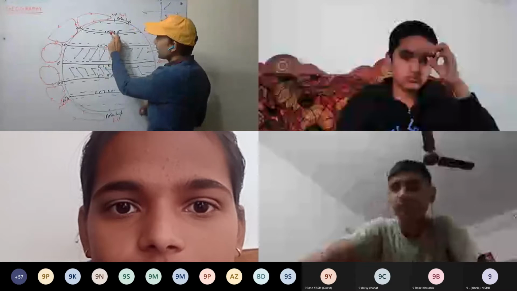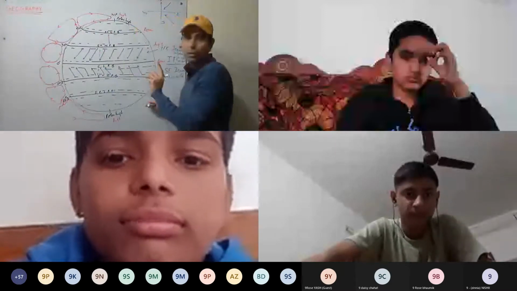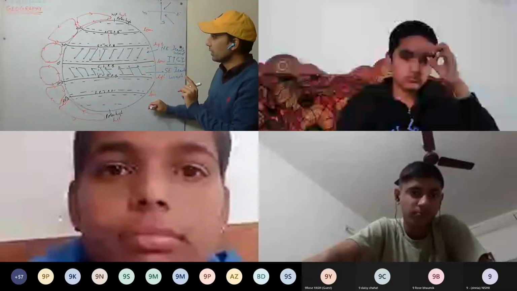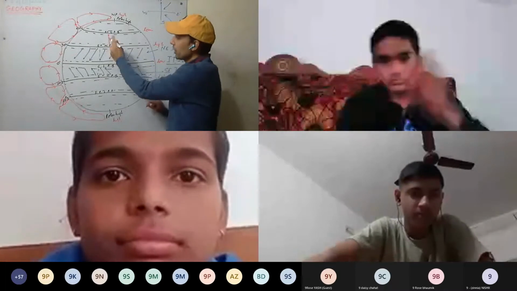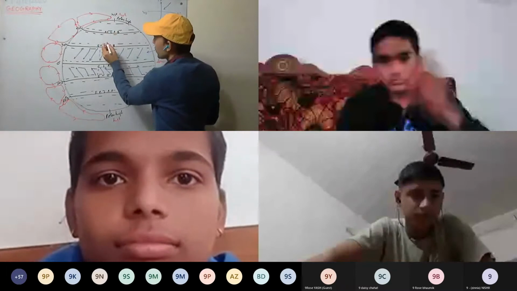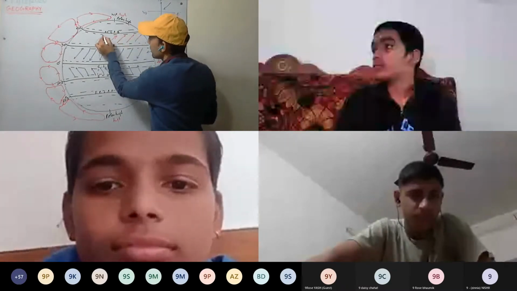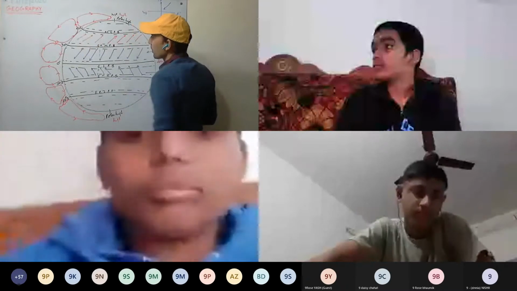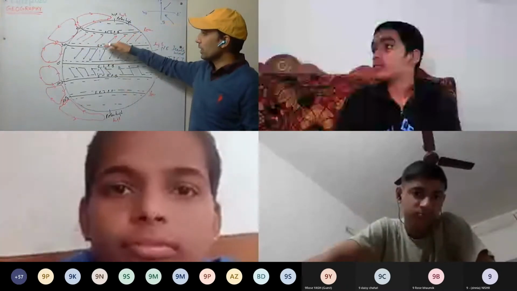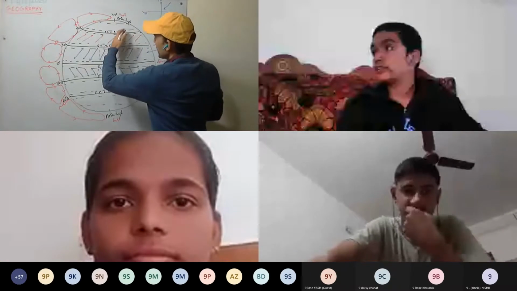So this is the high pressure belt, this is the low pressure belt. So winds will be flowing from high pressure towards low pressure. But because of the Coriolis effect, they will be deflected towards the right. So this time they will be deflected in this direction. And as we move away from the equator, the Coriolis effect increases, so they will be deflected more.